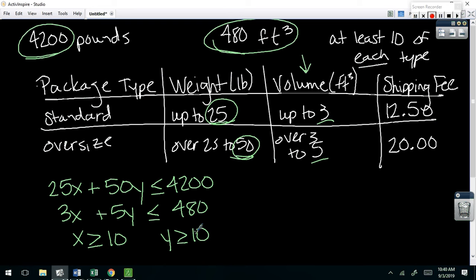You have set up your linear programming problem. I haven't told you what to maximize yet. I haven't told you what to minimize yet. You've just set up the system of inequalities. Everybody okay on that? All right, graph them.